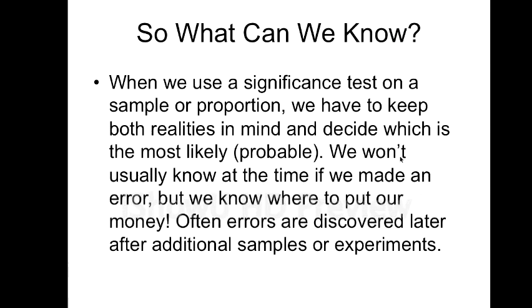So what else can we know? Well, when we use a significance test on a sample proportion, we have to keep both realities in mind, and we decide which is most likely. Keep in mind, we don't know which universe we're in. We don't know what the true reality is. Are they the same, or is Pepsi better? We won't usually know at the time if we made an error. How can we know if we made an error if we don't know what the true proportion is? We will know what is most likely and where to put our money. Errors are often discovered later after additional samples or experiments.